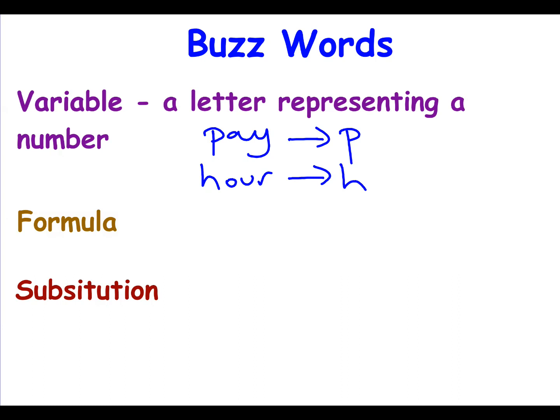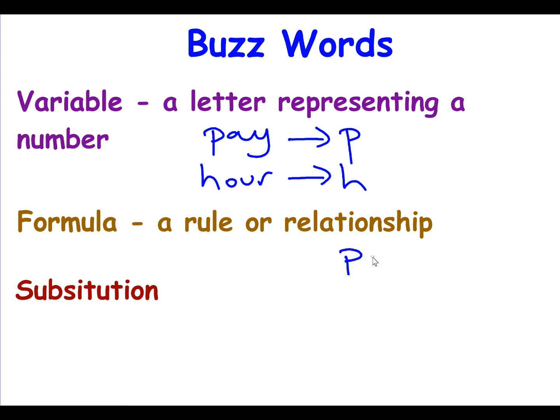And this is where formula comes in. The formula is a rule or relationship. So our pay is equal to £5 times the number of hours. So the variable P is pay, the variable h is hours. And if you tell me the number of hours, I can work out how much pay I'm getting, which is where substitution comes in.